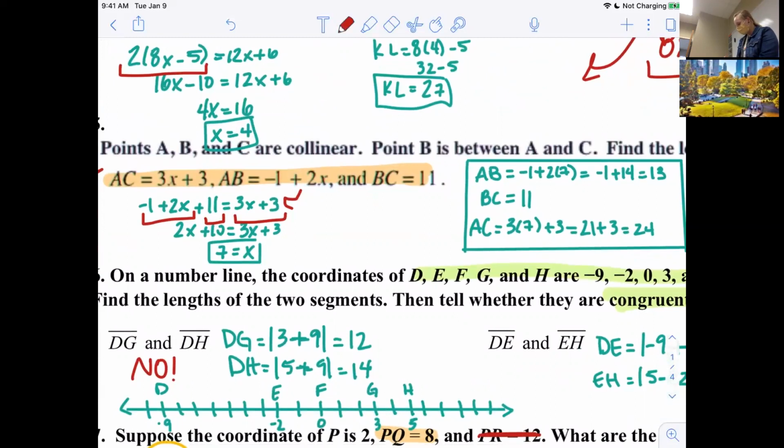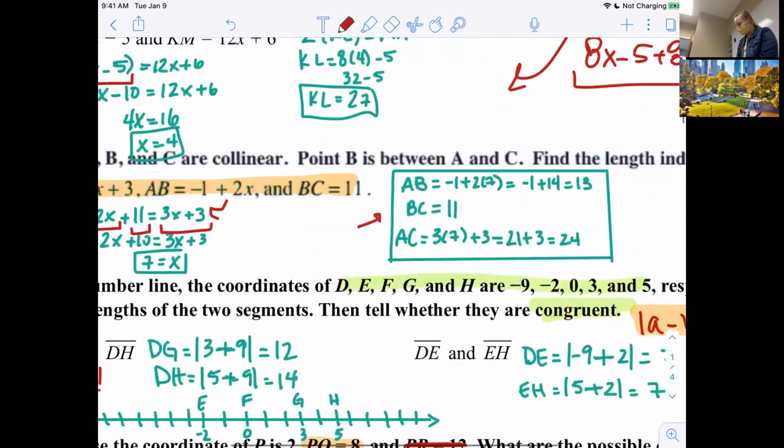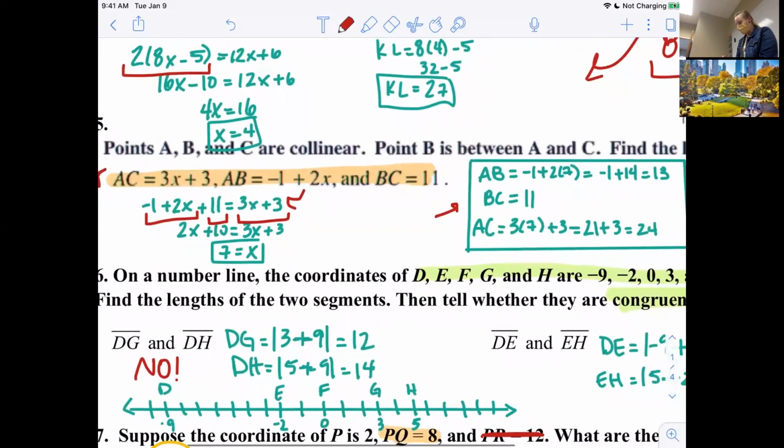My final answer was all of this in the box right there. It said find the lengths indicated. So I had to find AC, AB, and BC. Once I found x was 7, I just plugged it in.